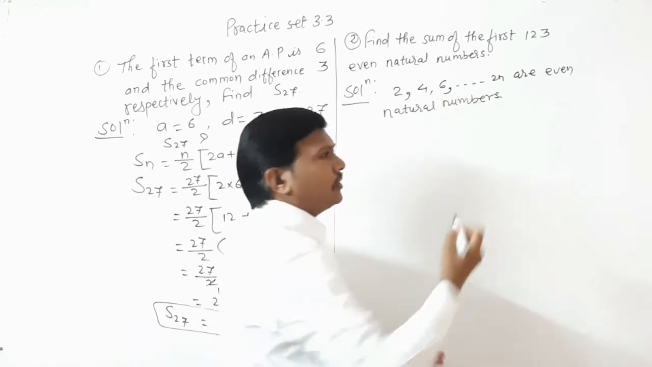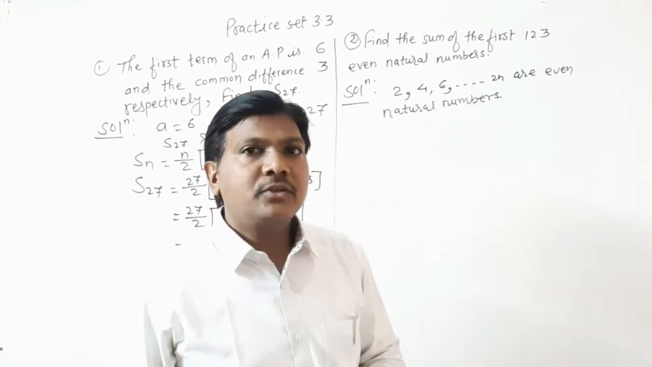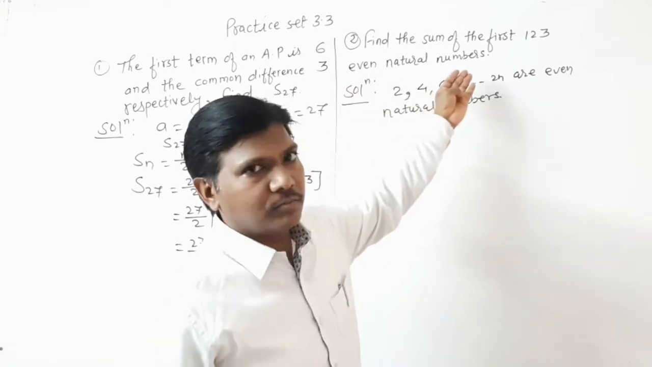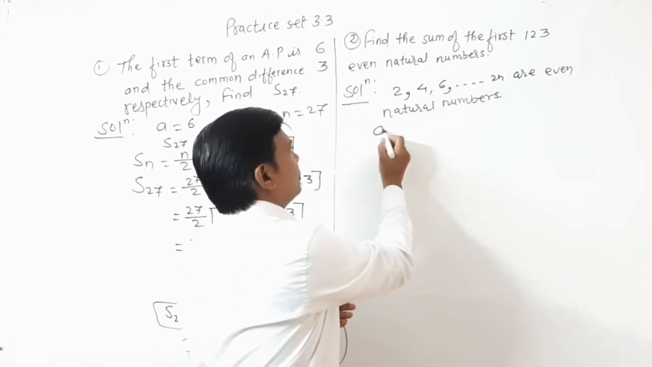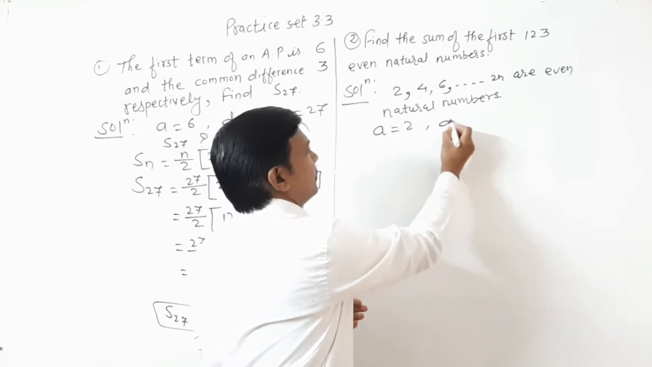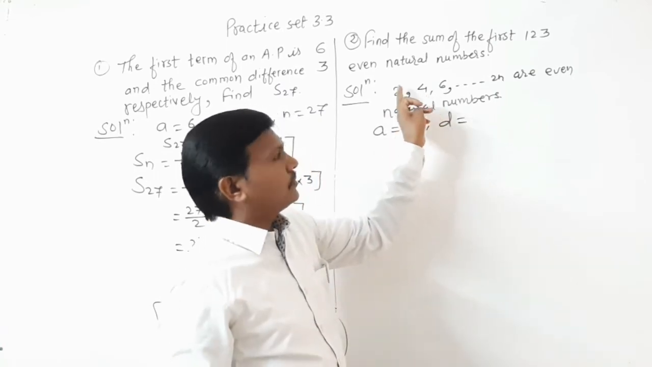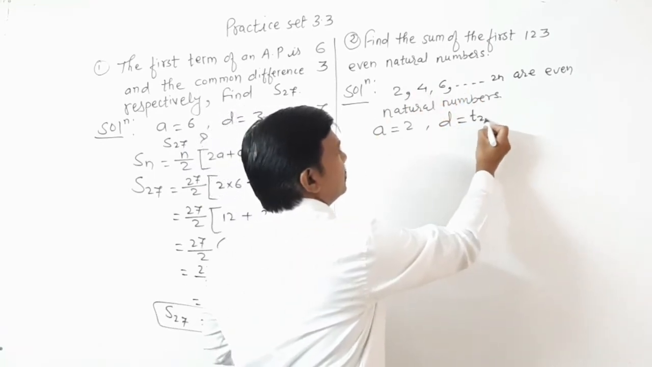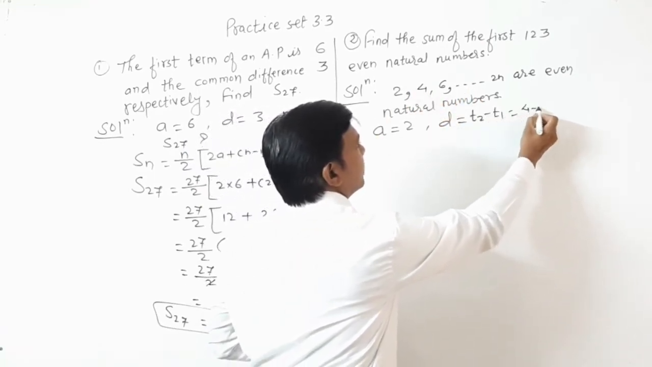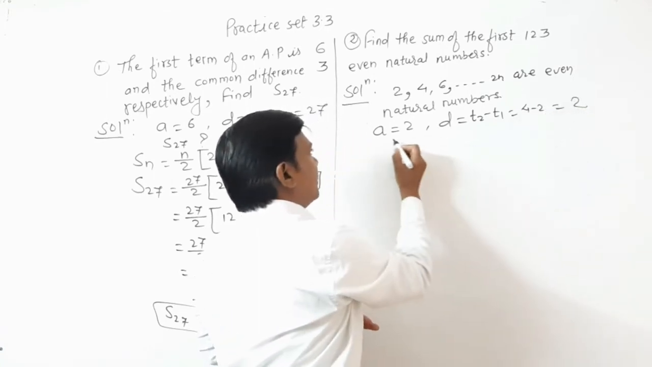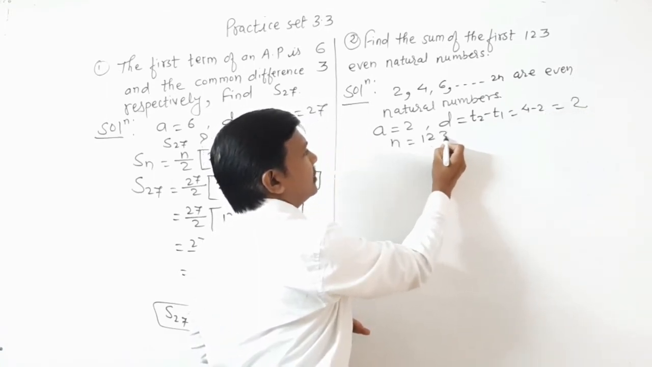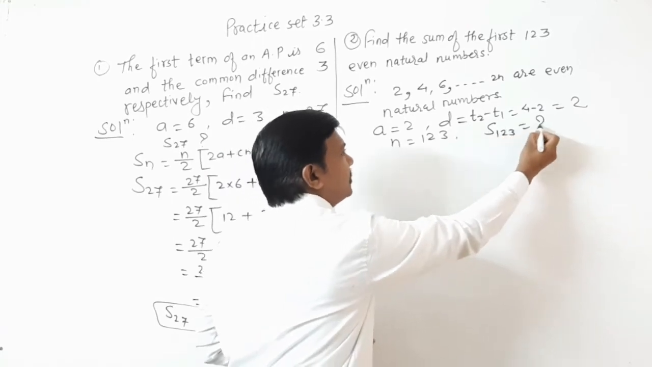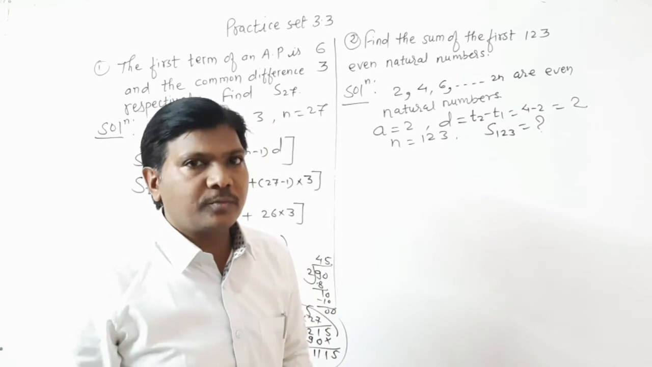And in this natural number, you have to find the sum of first 123 even natural numbers. So here a is 2. Then what is d? d means the difference between two consecutive terms. So T2 minus T1, that is 4 minus 2, that is 2. n is 123. So find S123 equal to question mark.